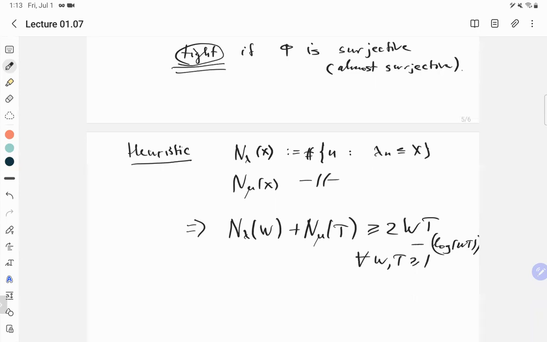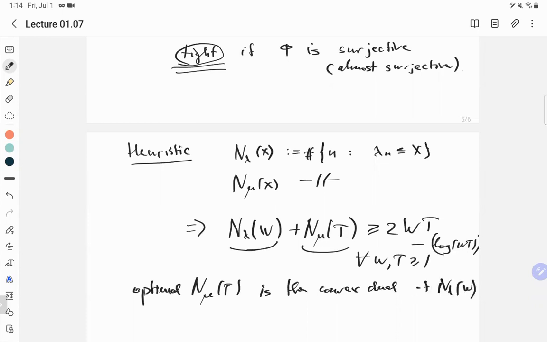And if this is almost tight, so if one of the sequences is fixed, there is a canonical choice for the second function, n mu of t, that makes this inequality work, and this is the so-called convex duality, sometimes called the Legendre transform. There's a transform coming from one to the other. I'm being very vague. So the optimal n mu of t is the convex dual of n lambda of w.